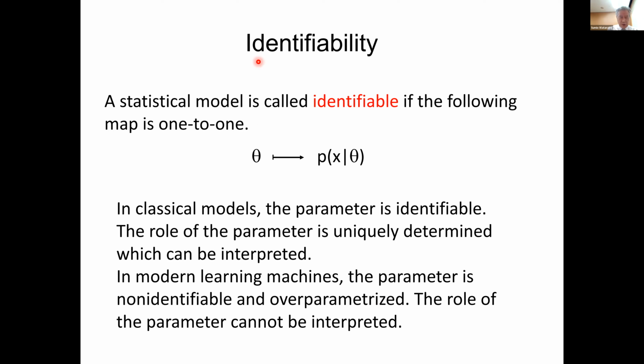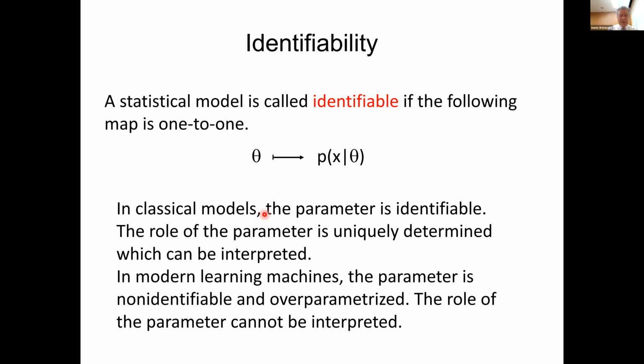So this is the definition of identifiability. A statistical model is called identifiable if the following map is 1-to-1. Here, this is a map from a parameter to a probability distribution. If this map is 1-to-1, then a statistical model P is called identifiable.